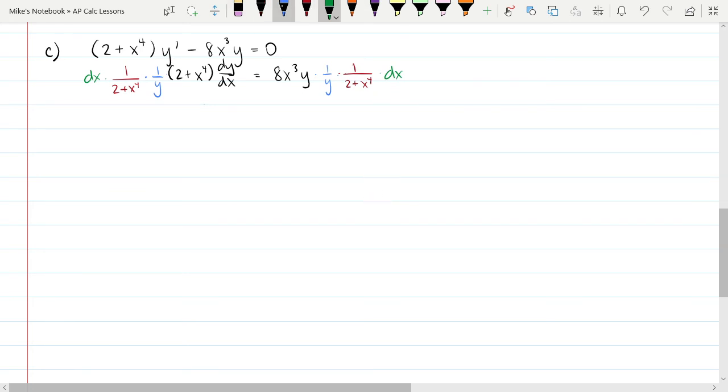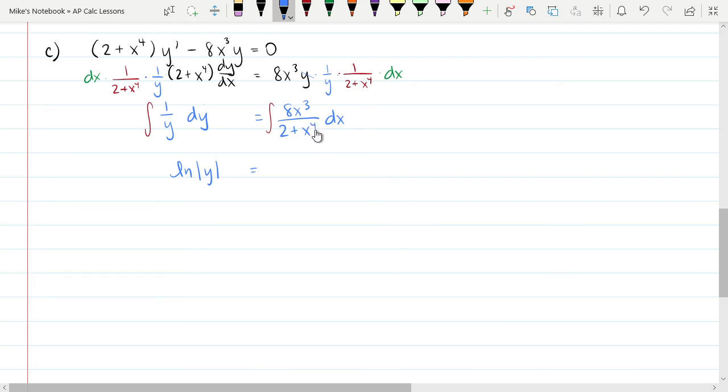All right, so now that's going to give me 1 over y dy equals, now over here the y's are gone, that's going to give me 8x to the third over 2 plus x to the fourth dx. So now we've separated our variables, and so now we can integrate. Now the left side is going to be nice and simple. That's just going to become the natural log of the absolute value of y. But on the right side, this is definitely going to need a substitution.